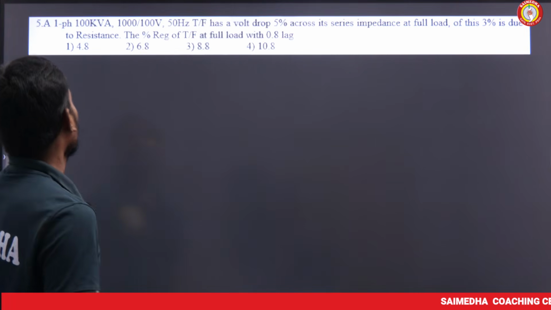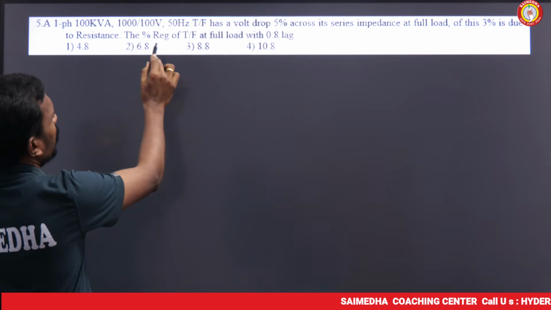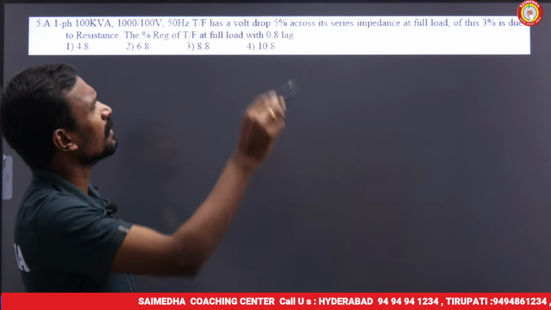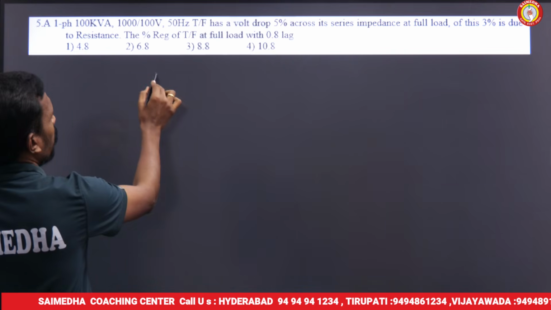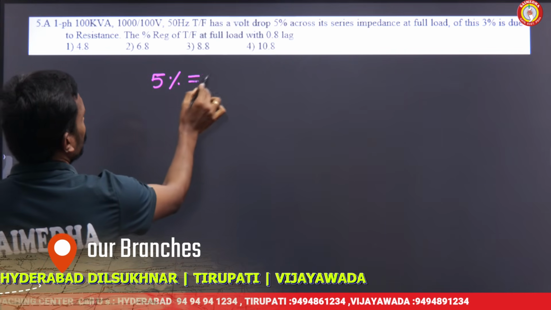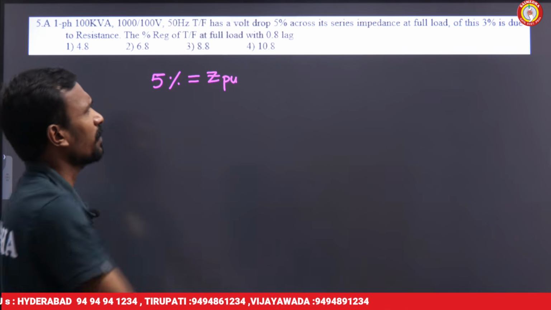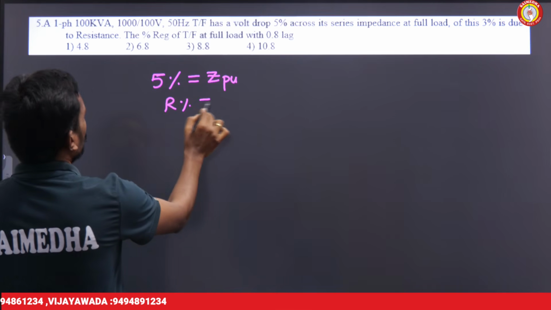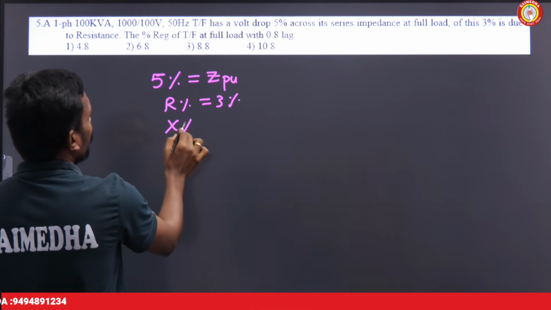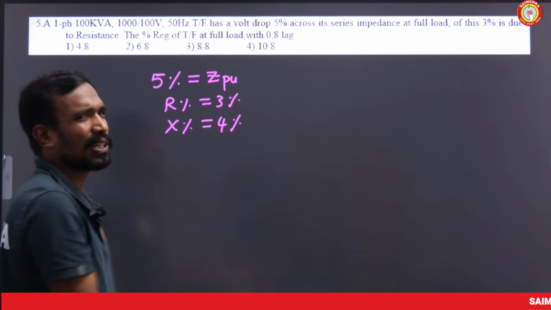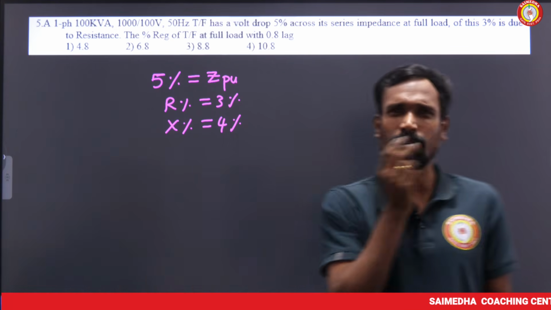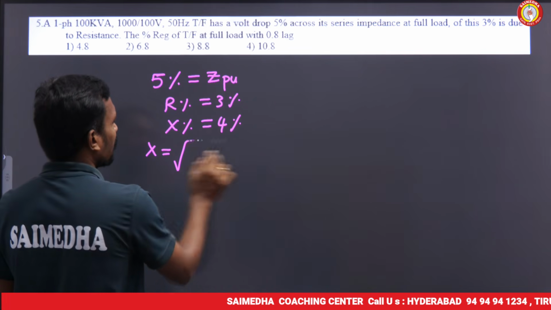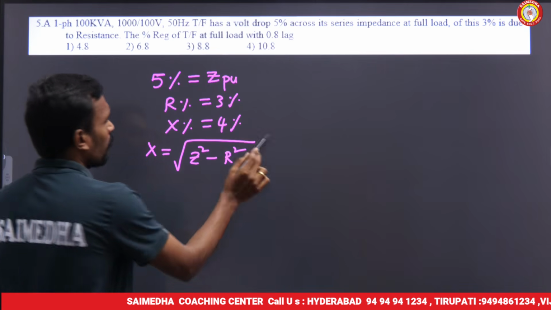Next one. A 100 kVA, 1000 by 100 volts, 50 Hz transformer has a voltage drop of 5% across its series impedance. Nothing but simply the impedance they have given. Of this, 3% is due to resistance. Can you tell me what about reactance? 3 square plus 4 square is equal to 5 square. Given the percentage impedance and percentage resistance, if you calculate the percentage reactance, you will get 4%.